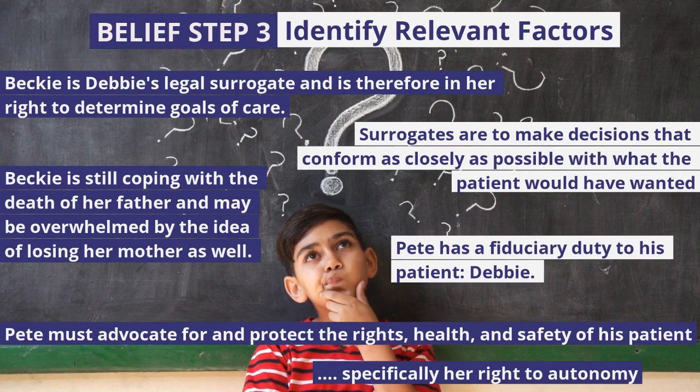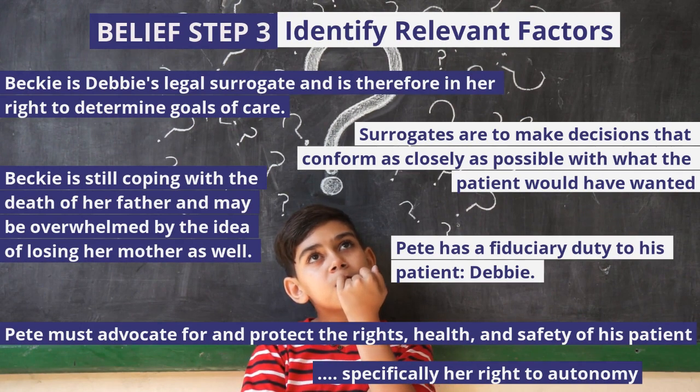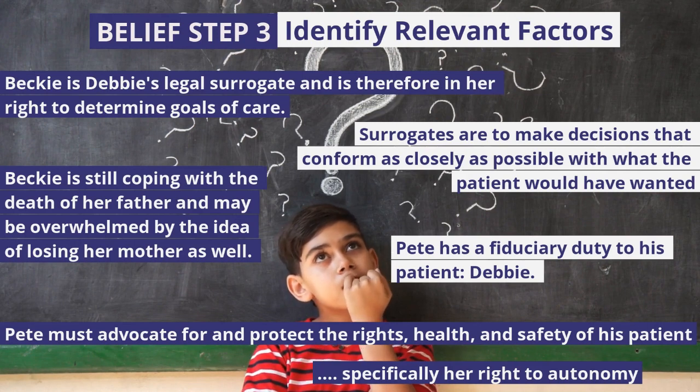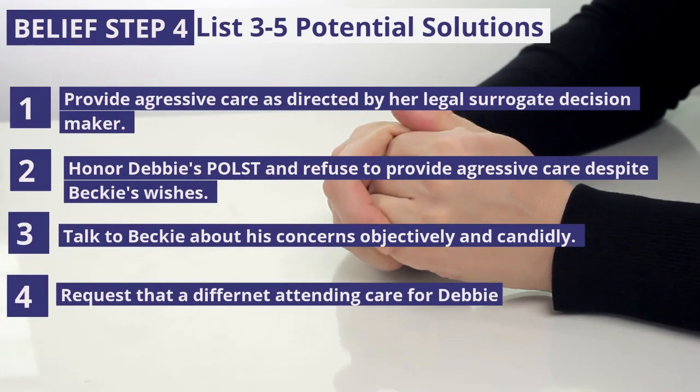Becky just recently lost her father, and she may be feeling overwhelmed with the thought of losing another parent so soon. Now, Pete has a fiduciary responsibility to his patient, and Provision 3 of the Nursing Code of Ethics indicates that he has the professional duty to protect the rights, health, and safety of his patient, specifically her right to autonomy. Next, Pete will develop a list of potential solutions to his problem.